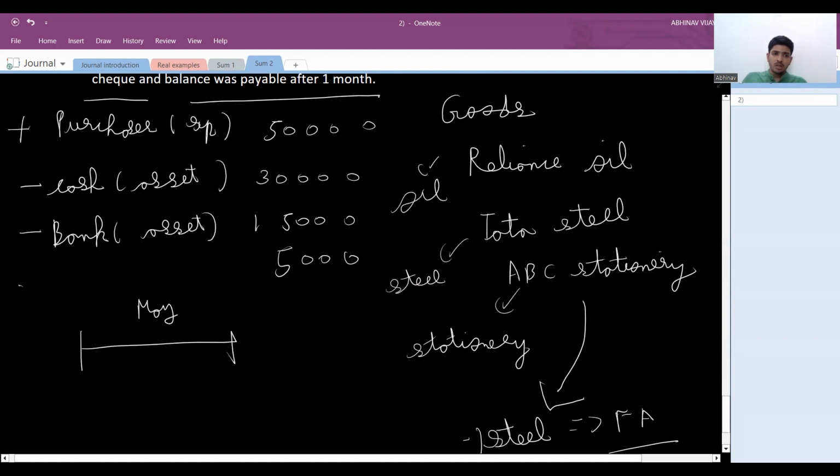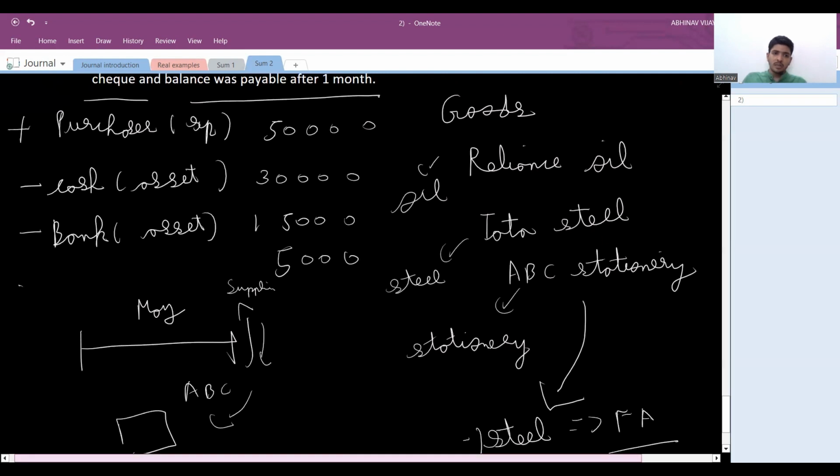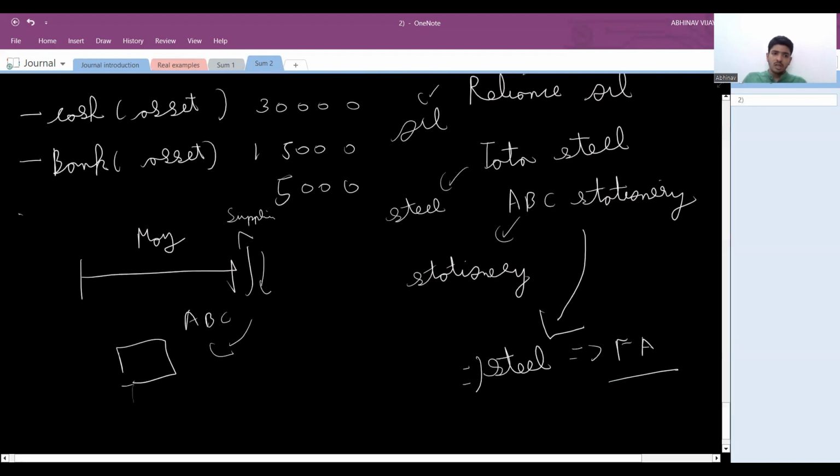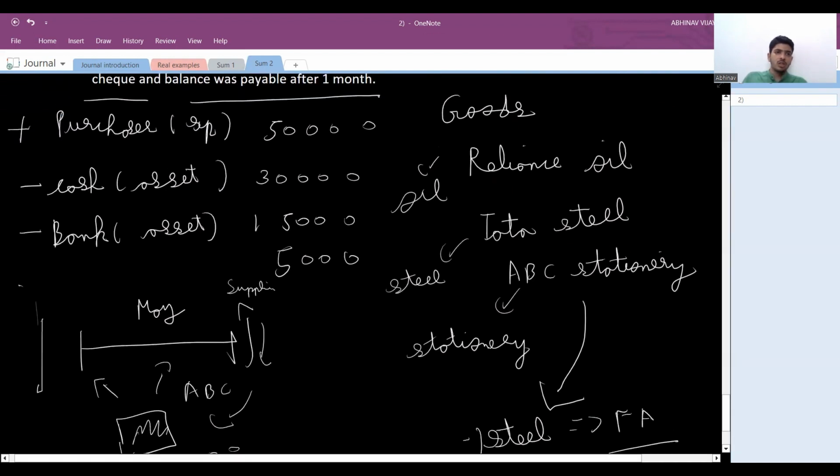This is May month. ABC goes to his supplier, that is the person who sells him goods. In this case, stationery. He purchased stationery. He got stationery by the end of the month. For that, the stationery is worth 50,000 rupees.